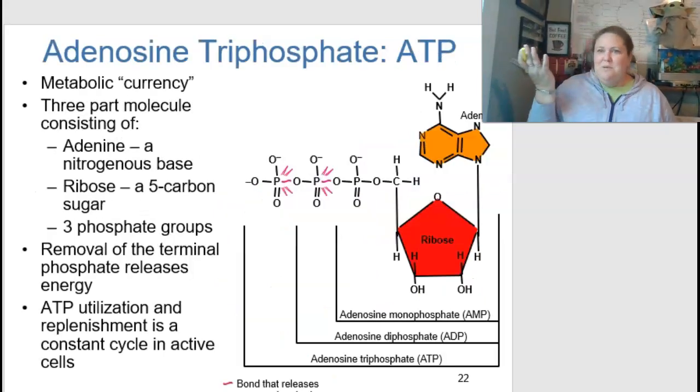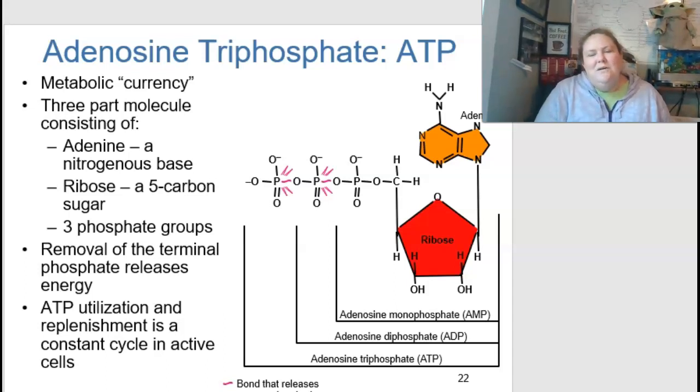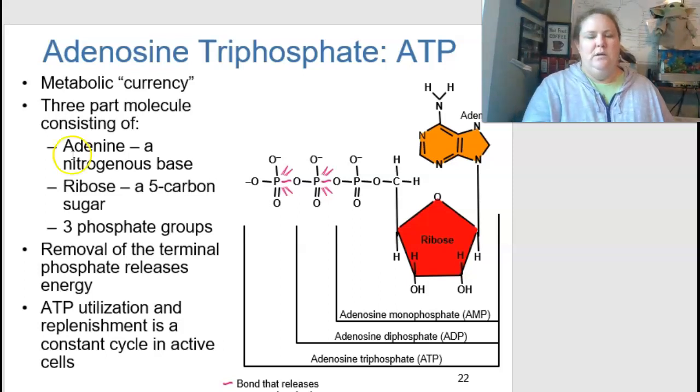So then ATP, hey look, I got ahead of myself. So ATP is the currency of the cell, right? So it's money, money, money, money. So it's the metabolic currency. There are 3 parts of the molecule, and this consists of an adenosine, which is a nitrogenous base, a ribose, which is a 5-carbon sugar, and then 3 phosphate groups, TP, triphosphate. And then removal of the terminal, or the outside phosphate, is going to release the energy. And the ATP utilization and replenishment is a consistent and constant cycle in active cells.